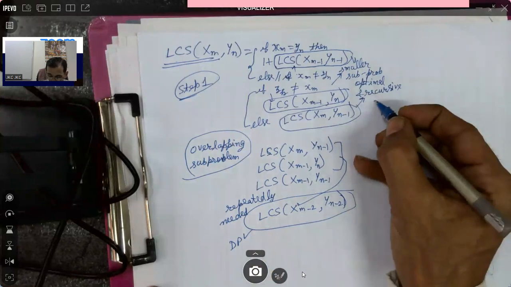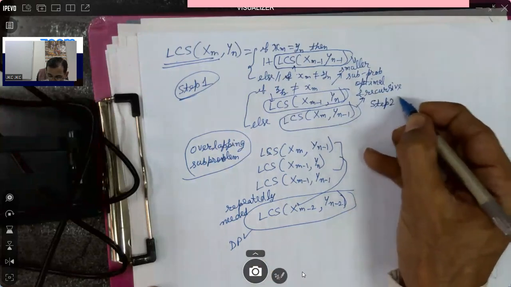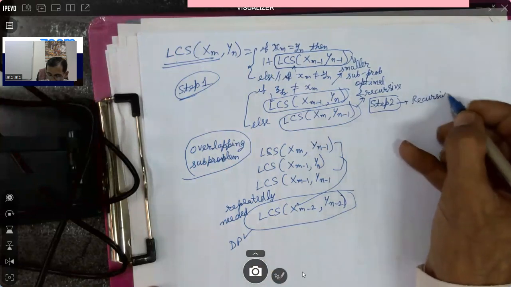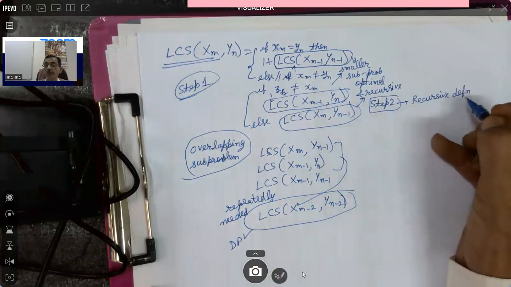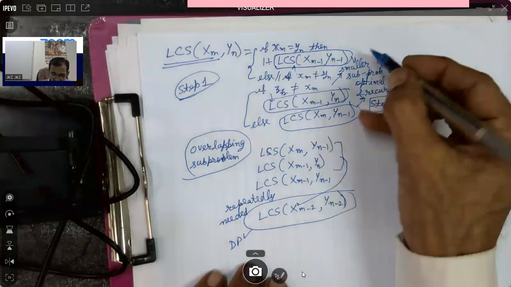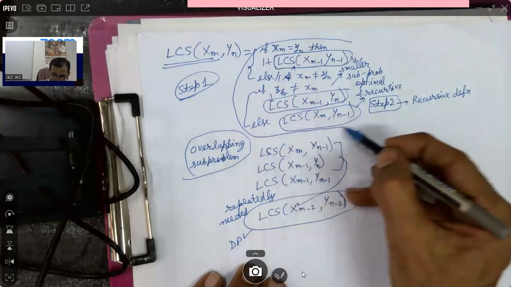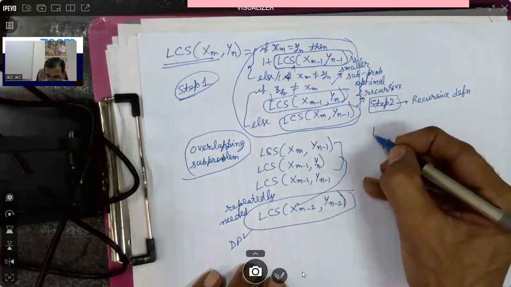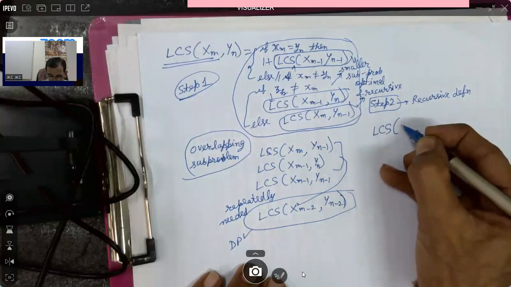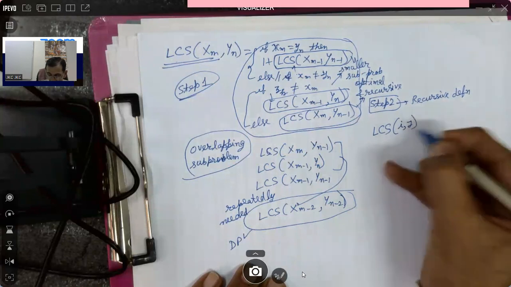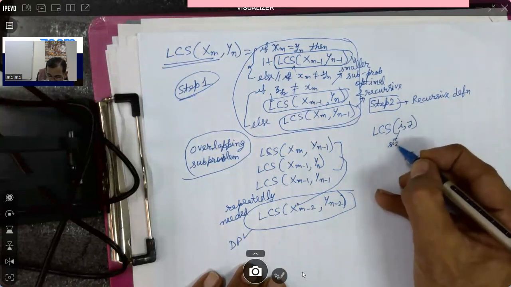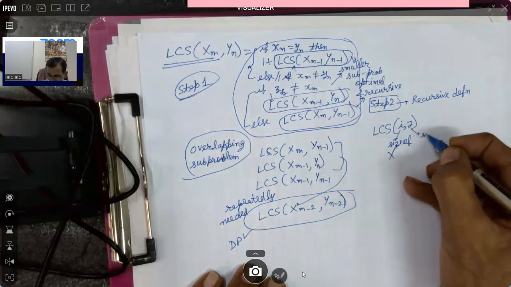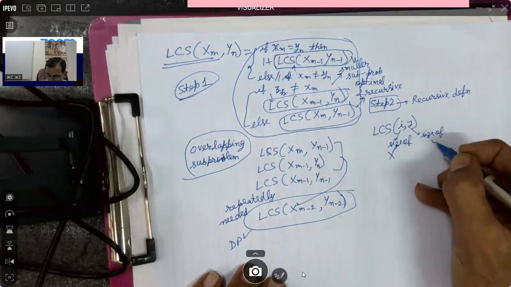For step 2, I now have to make a recursive definition. The recursive definition needs to be defined, and this will come straight from this itself, except that I now have to write, say, LCS to be found over some sizes i and j, where i is the size of variable x and j is the size of the second string, variable y.